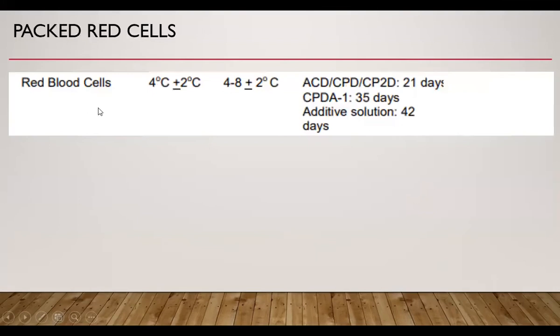The packed red cells or red blood cells should be stored at 4 degrees centigrade plus minus 2 degrees centigrade, and the shelf life is very similar to the whole blood, except for when additive solution is added like SAGM, the shelf life becomes 42 days.